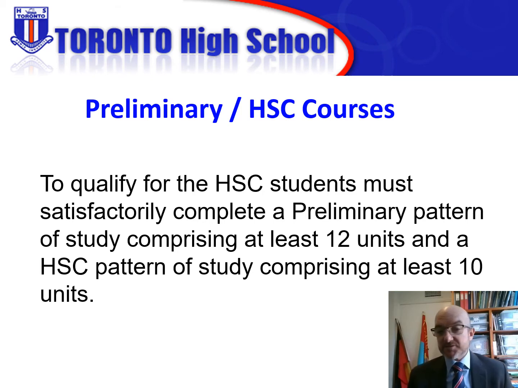Preliminary HSC courses. In order to qualify for a HSC, students must first of all have satisfactorily completed the preliminary HSC, which was 12 units. Generally, that translates to 6 subjects. And they must have completed the HSC, which is a study of at least 10 units, or in general terms, 5 subjects at a minimum.